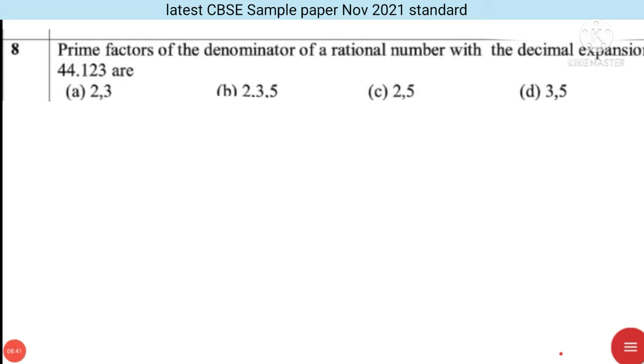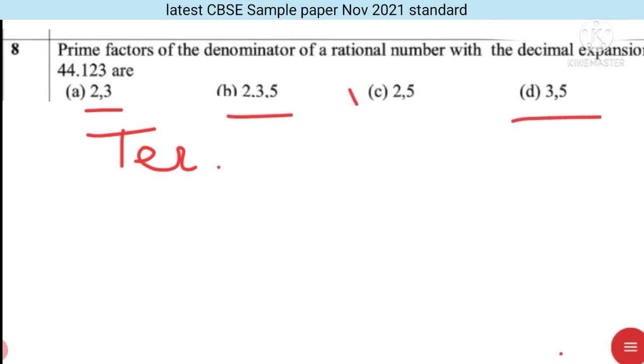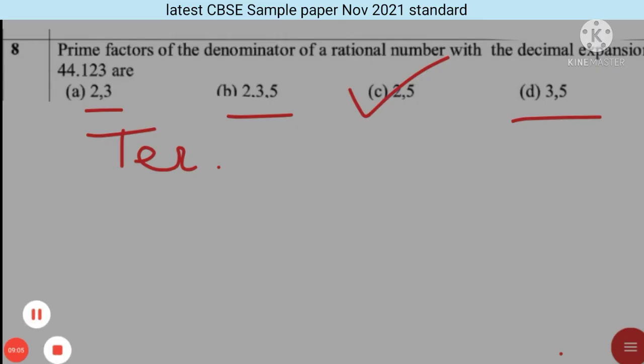Question number 8 says prime factors of denominator of rational number 44.123 are dash. Now clearly 44.123 is a terminating decimal representation. So when the decimal representation is terminating, denominator cannot have 3. So these 3 options are ruled out and C is the right answer. So we don't need to actually solve it. Straight away we can say that C is the right answer.